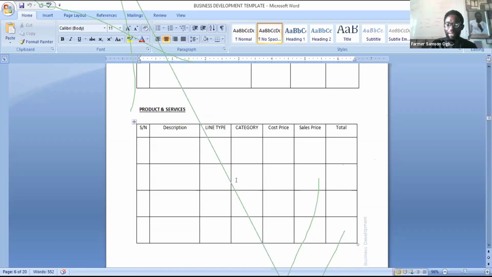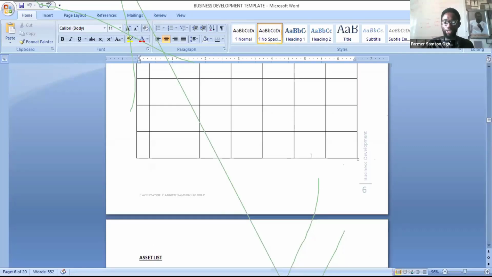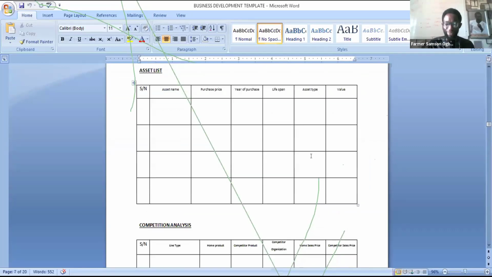Next is product and services. You should be able to describe, we said this yesterday, describe your product properly. The line type, is it service or is it product, what you are doing? Then what category does it belong to? Your cost, sales, and total. All of these must be captured. Next is your assets.